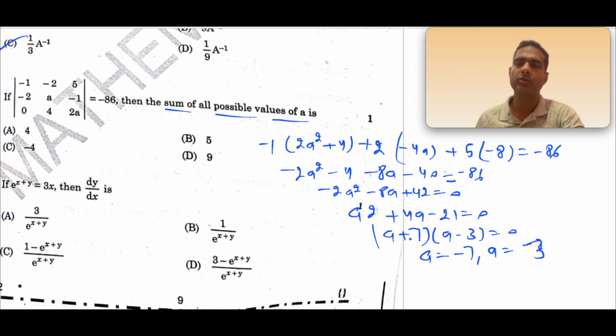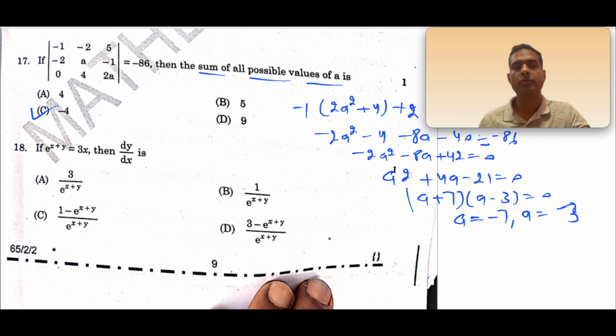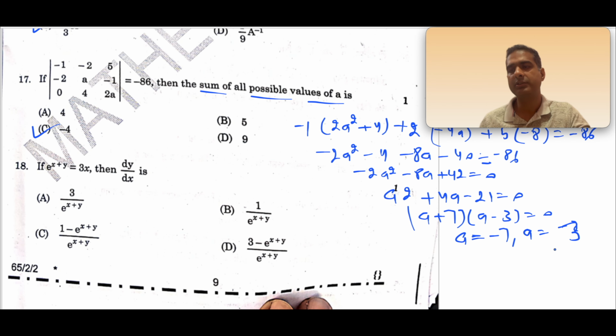So there are two possible values of A, that is minus 7 and 3, and their sum will be minus 7 plus 3, which is minus 4. So option C will be your answer, minus 7 plus 3, that is minus 4.